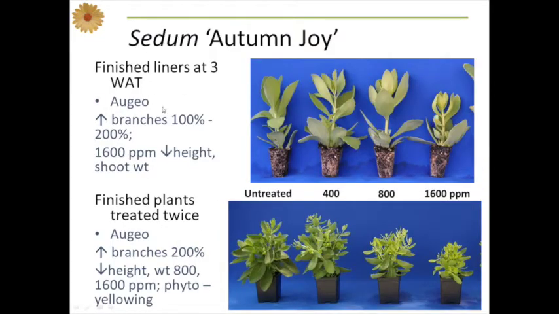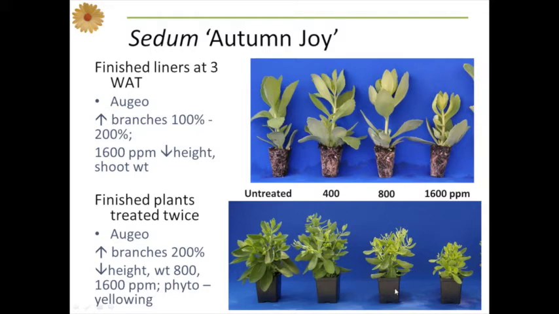Sedum Autumn Joy is another one that was very responsive to Augio. Significant increases in branching with all rates at the liner stage. And we actually looked at making multiple applications, treating in the liner stage just after rooting, and then again just after the plants were transplanted into their final containers. And these plants here on the bottom were treated twice, and they've been in the pots for 5 weeks. You can see we had a significant increase in branching with the multiple applications.